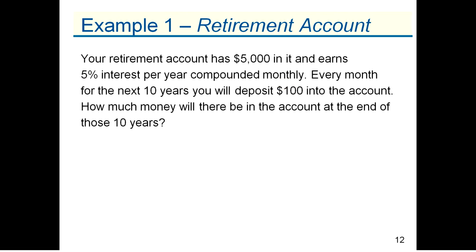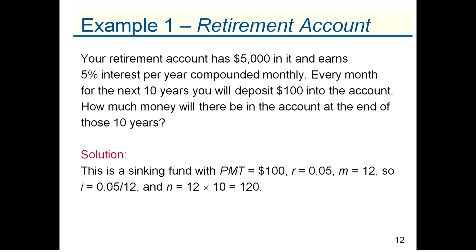Each month for the next 10 years, we're taking money out of our pocket and putting it into this account, $100 every month for 10 years. And the question is how much money is there in the account at the end of those 10 years? So we've got two things going on. We've got a sinking funds problem for the $100 a month over 10 years, and we've got that $5,000 lump sum that was already sitting in the account cooking at 5% interest per year, interest compounded monthly each year.